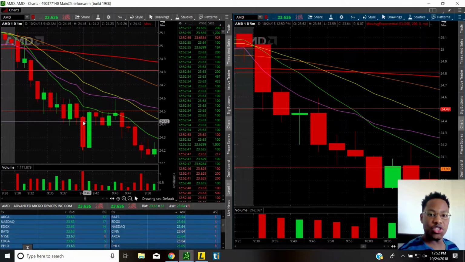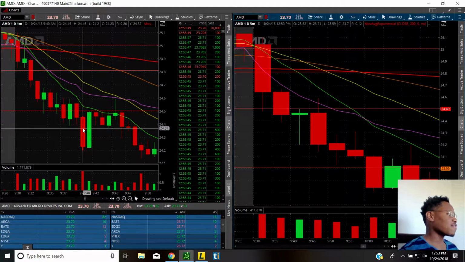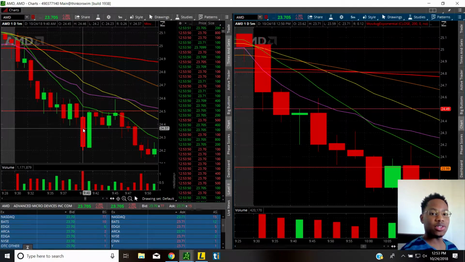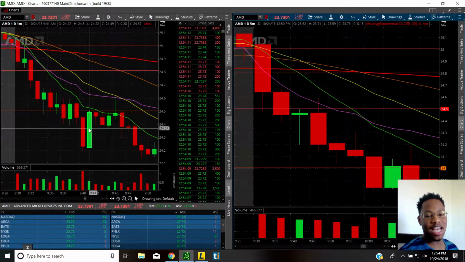So let's look closely at two candles here: the 9:40 candle and the 9:41 candle. Let's start with the 9:40 candle. As you can see, the candle is red. Red candles mean that bears, or sellers, in the market were more powerful in that 1 minute. The green candle indicates that buyers, or bulls, in the market were more powerful in that time frame.